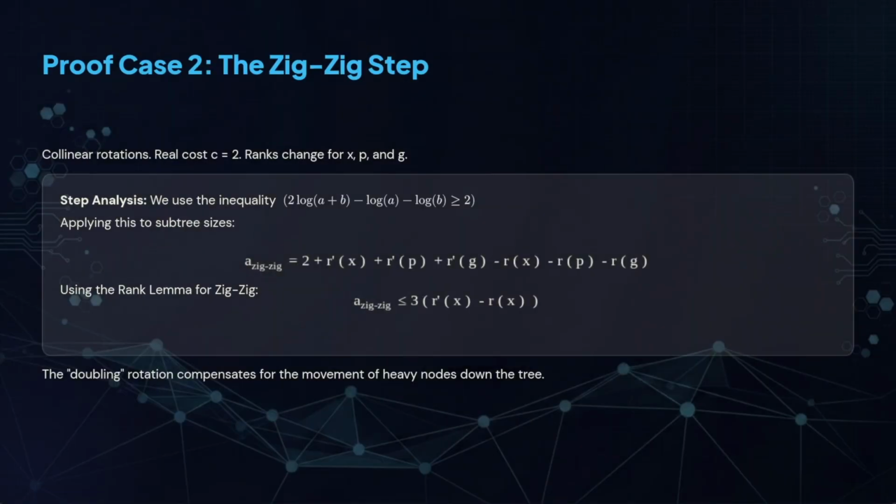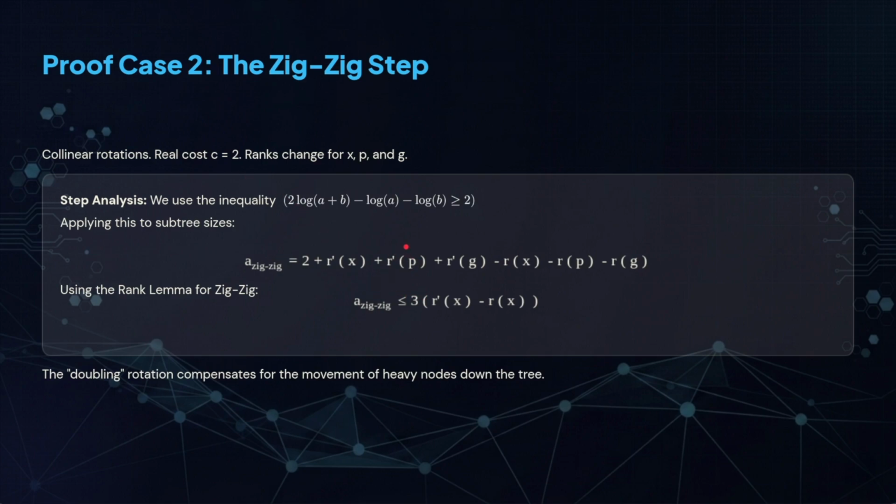The second case is the zig-zig step. This happens when both x and its parent are on the same side, meaning they're either both left children or both right children. Here we must perform two consecutive rotations in the exact same direction, giving us an actual cost of c equal to 2. The proof relies heavily on rank inequalities.